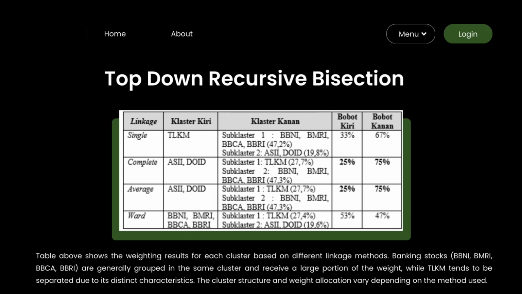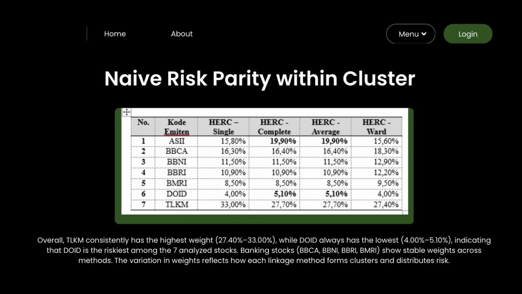The next step is top-down recursive bisection, and the table shows the weighting results for each cluster based on different linkage methods. And the next table shows final weights for each stock under different linkage methods. Telkom receives the highest weight while Deutsche consistently receives the lowest, indicating its higher volatility and risk.